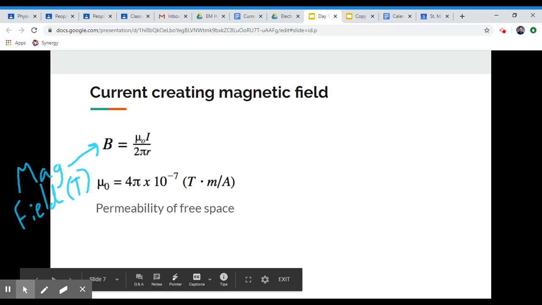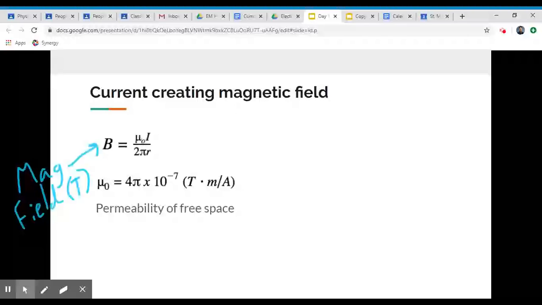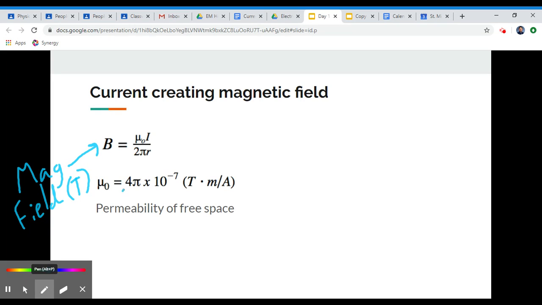When we say free space, we're just talking about a vacuum, so like outer space. It's 4 pi times 10 to the negative 7th, and we measure it in Teslas meters per amp. If you look this up on Google, I believe you end up getting like 1.25 times 10 to the negative 6th, but that's if you actually calculate it out using 4 pi. I just like using 4 pi because plugging it into your calculator is a little bit easier and a little bit more accurate too.